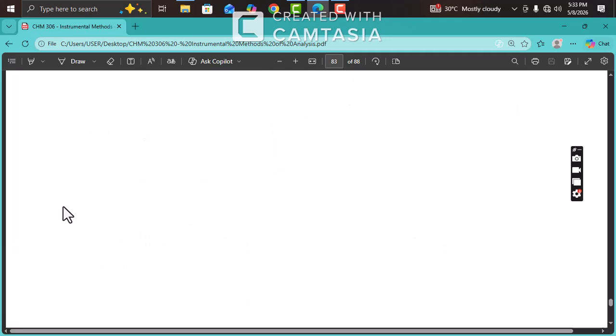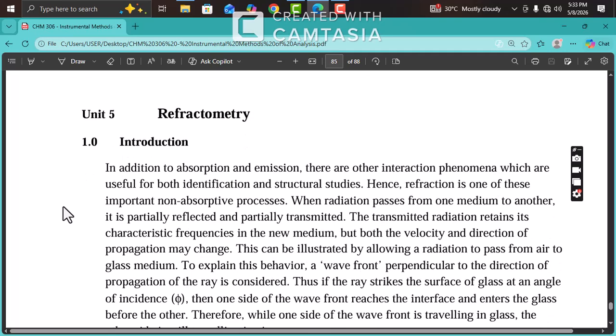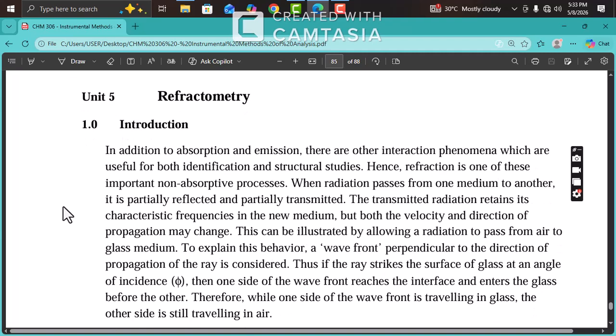Now another important technique, and the last one for this lecture, is refractometry. For refractometry, we are looking at a concept in physics called refraction. Refraction: when light passes from one medium to another, it bends. I'm sure you've seen it in movies and all that.